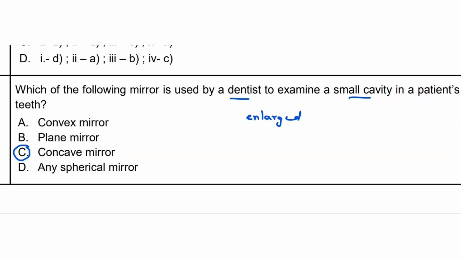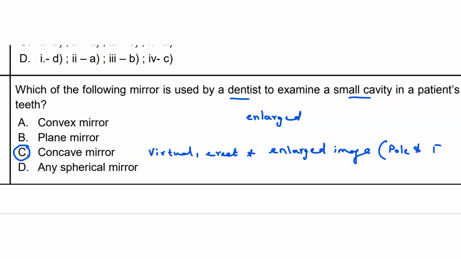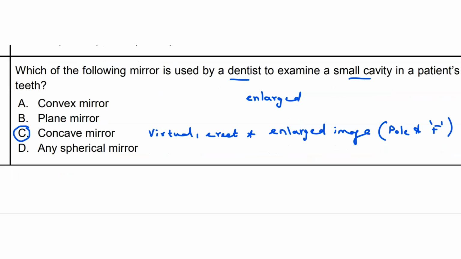When the object is placed closer to the mirror, we will be getting a virtual, erect, and enlarged image of the cavity of the patient's teeth. Okay. So, when the object is placed between the pole of the mirror and the principal focus. Okay. Now let's move to the next question.